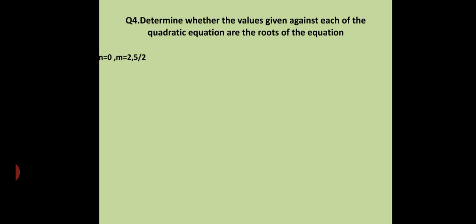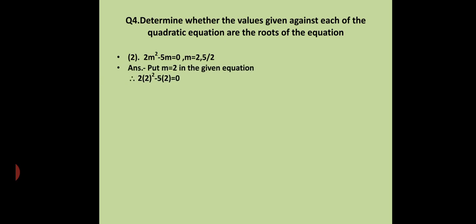Question number 4, example number 2. 2m square minus 5m equal to 0. In this example, we have to put the values of m as 2 and 5 upon 2. Put m equal to 2 in the given equation. Therefore, the equation becomes 2 into 2 bracket square minus 5 into 2 equal to 0. 2 into 4 minus 10 equal to 0. 8 minus 10 equal to 0. Therefore, minus 2 on LHS and RHS is 0. Both are not equal. Hence, m equal to 2 is not the root of the given equation.